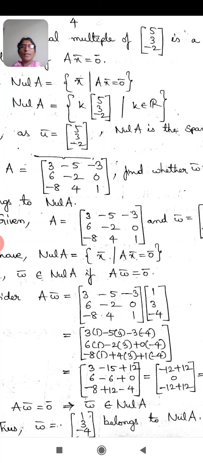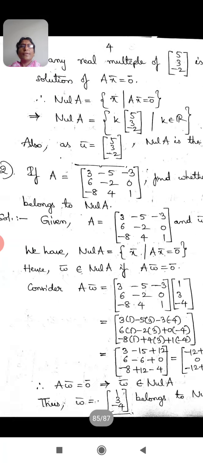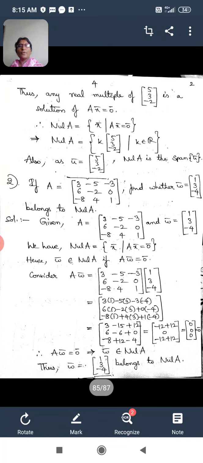So now our aim is to check whether w bar belongs to null A or not. w bar belongs to null A if it satisfies the matrix equation A x bar is equal to 0 bar. How can it satisfy the equation? In place of x bar, if we replace it by w bar, and if A w bar is equal to 0 bar, then we can say that w bar is in the set null A, or that w bar belongs to the null space of A, that is null A.